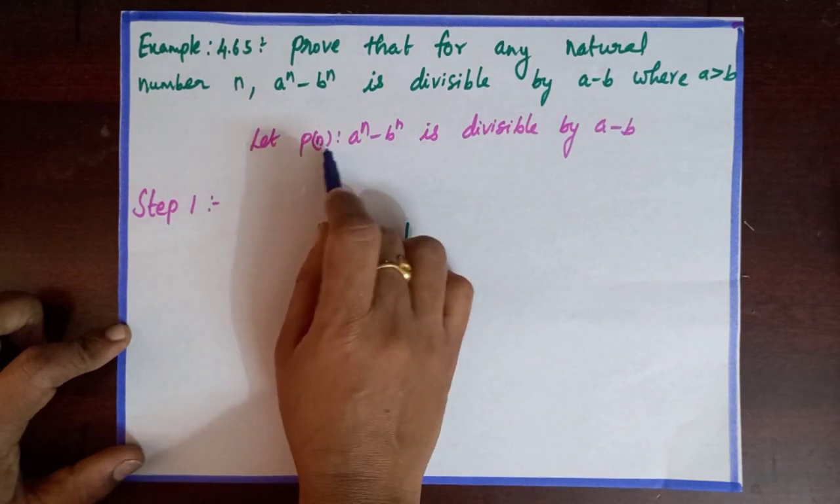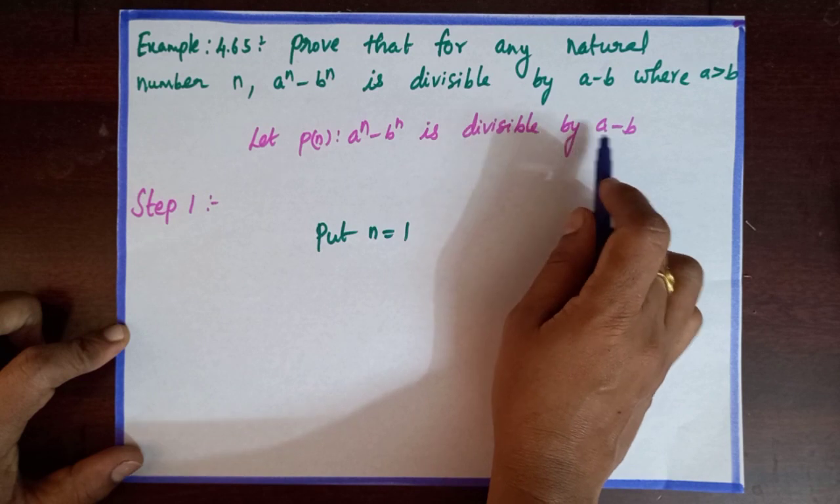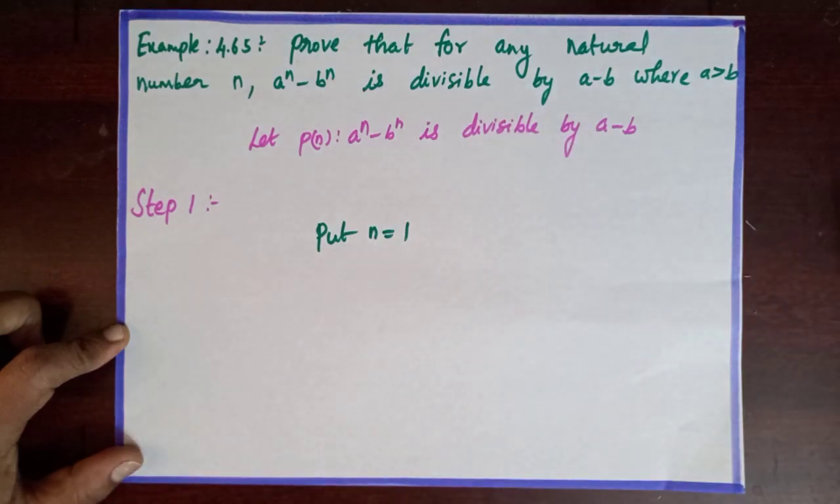Let p of n equal to a power n minus b power n is divisible by a minus b. So step 1, we need to substitute n equal to 1 and we have to check whether p of 1 is true. Step 2, let us assume that the statement is true for n equal to k. Step 3, we need to show that p of k plus 1 is also true. At last, step 4, we need to write the conclusion. First, let us see step 1.